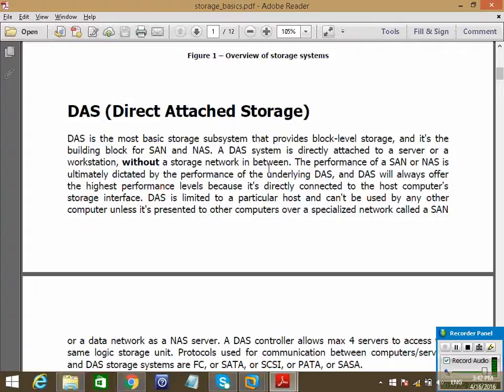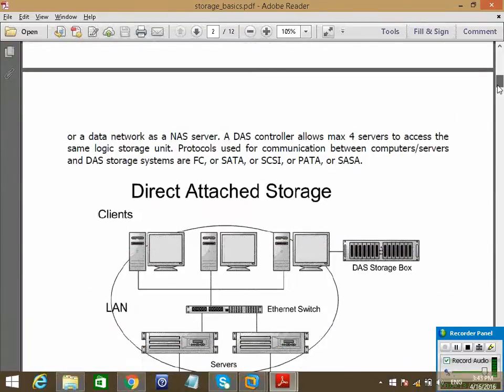Storage hardware. The performance of a SAN or NAS is ultimately dictated by the performance of the underlying DAS, whereas the DAS will always offer the highest performance level because it is directly connected to the host computer. So this is what it is.